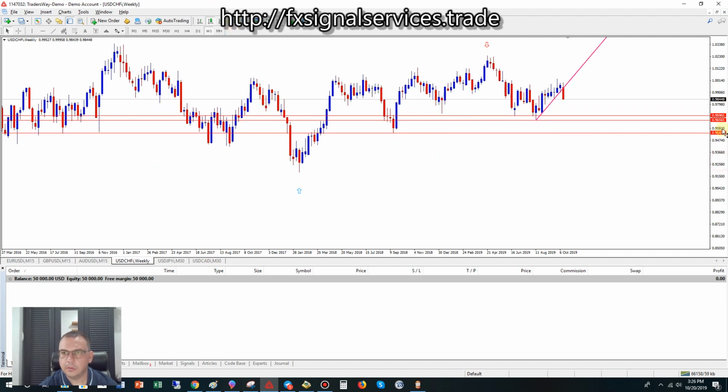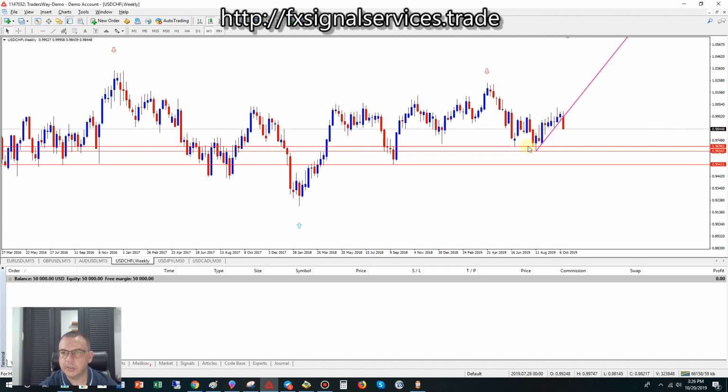But let me resize the chart there. So we got a long ways to travel. How many pips is this? It's about, wow, look at that, almost 1,500 pips. So that's a lot of pip travel in 1 week. So do not expect it to drop too much.